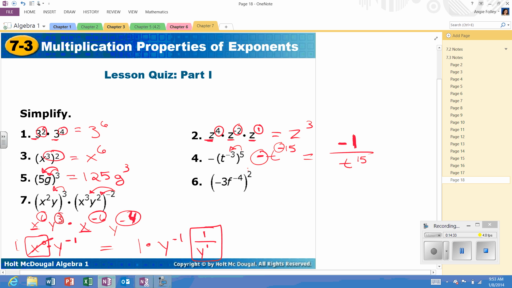Okay, so now we're going to have negative 3 squared. So that's negative 3 times negative 3. And then that equals, negative 3 times negative 3 is positive 9. And then the negative 4 times 2 is f to the negative 8. Well, we want that to be a positive exponent, so we're going to move the f to the negative 8 into the denominator and get 9 over f to the 8. And that is all.